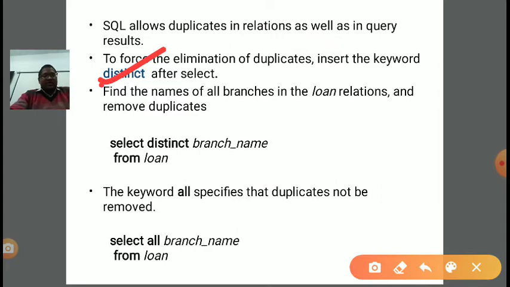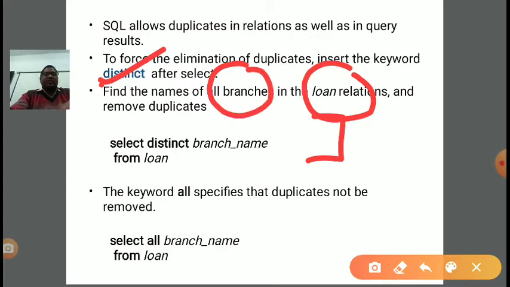Suppose one query is, and some queries are listed here. Find the names of all the branches in the loan relation. So the relation name is loan, and what do we want? Branch name. The branch name is the required attribute, coming in the select clause, and loan is coming in the from clause. And remove the duplicates. How to remove the duplicates? While picking the attribute, in the select clause, while writing the required attribute, before that we need to write the distinct command.